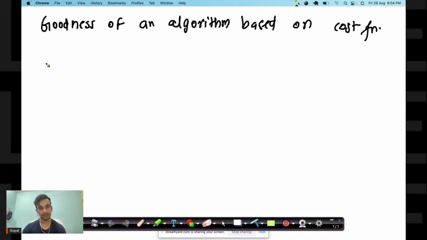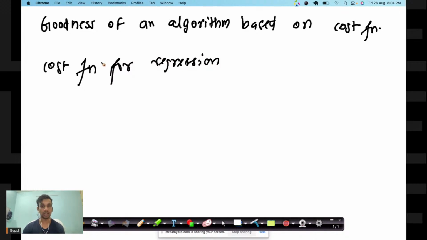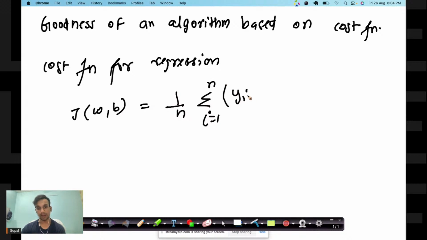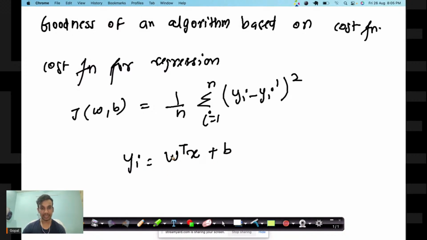So your cost function for regression, the task was for regression. I am going to explain what exactly regression and classification are in a while. Let me write it as J of w comma b equals 1 by n, summation i equals 1 to n, (yi minus yi dash) to the power 2. And here yi dash can be given as w transpose x plus b. I will come back to what exactly this transpose is all about.